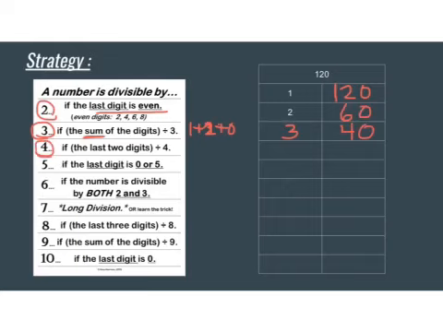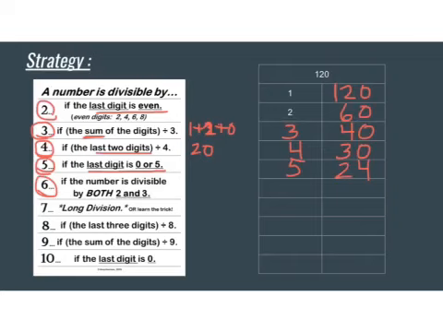Your factor will be 4 if the last 2 digits can be divided by 4. So the last 2 digits of 120 are 20, which you can divide by 4. So 4 is going to be a factor. 12 divided by 4 is 3. 0 divided by 4 is 0. 5 is going to be a factor if the last digit is a 0 or a 5, which we have here. So 12 divided by 5 is 2 with a remainder of 2. 20 divided by 5 is 4.